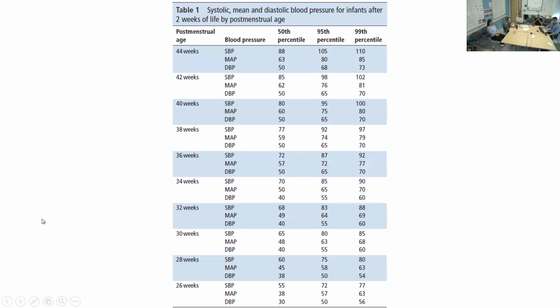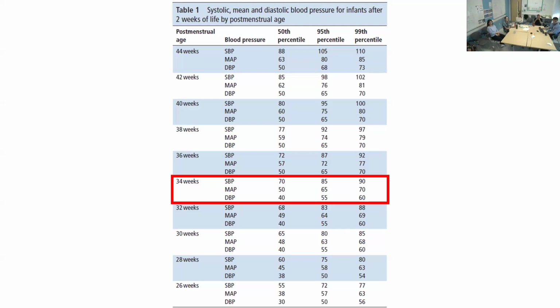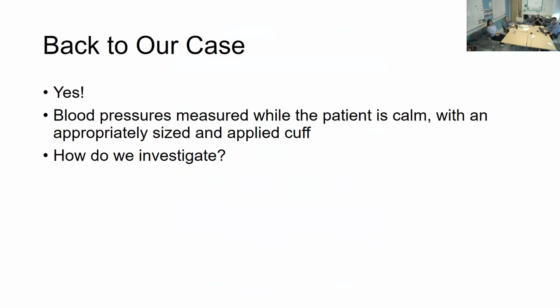And so this is what the table would look like. For our patient who was 34 weeks, we said blood pressures were 85 to 95 systolic. So our 95th percentile is 85, so has been pretty consistently hypertensive over the last week. So we said yes. Oh, there it is. So now I think we can discuss basically how would we investigate.